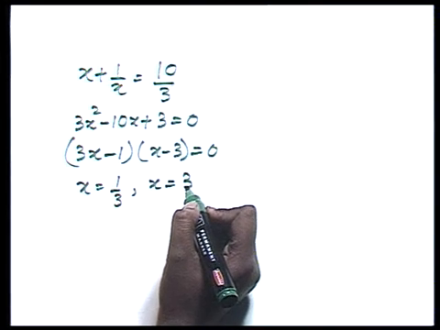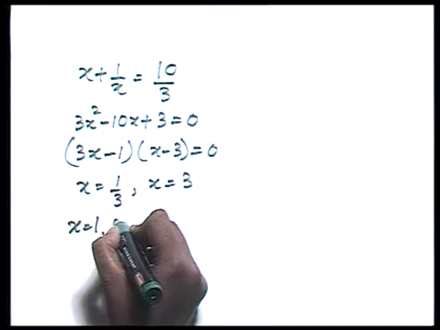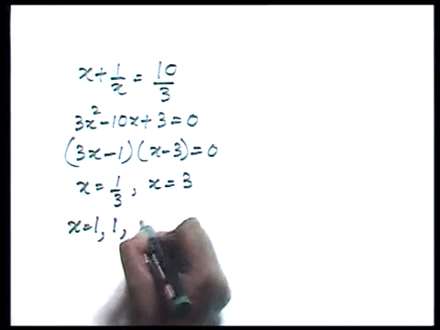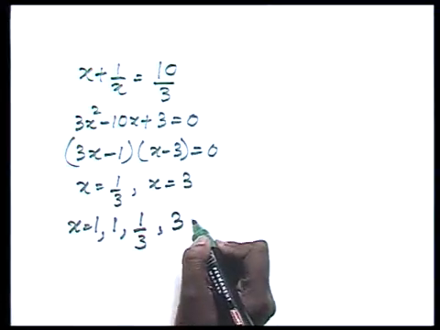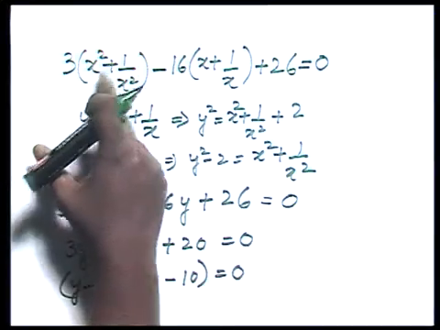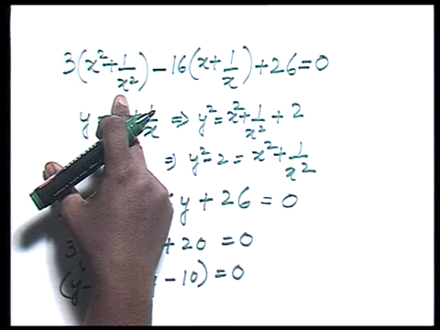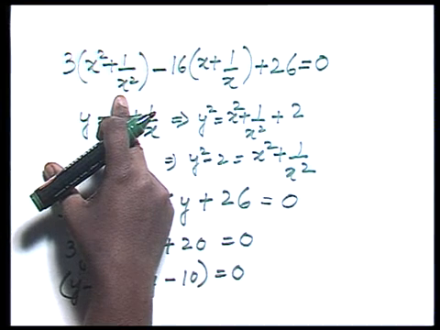So, we get 4 solutions of this equation. The solutions are x is equal to 1, again x is equal to 1, then x is equal to 1 upon 3 and x is equal to 3. Why do we get 4 solutions of this equation? Because if you look at this equation, x square plus 1 upon x square, that means this is a biquadratic equation and hence it will have 4 solutions.